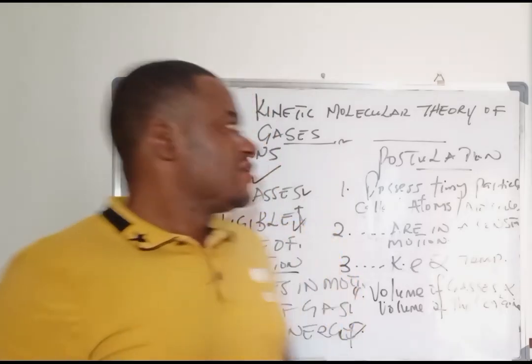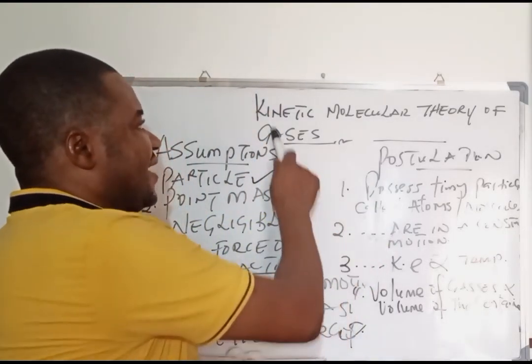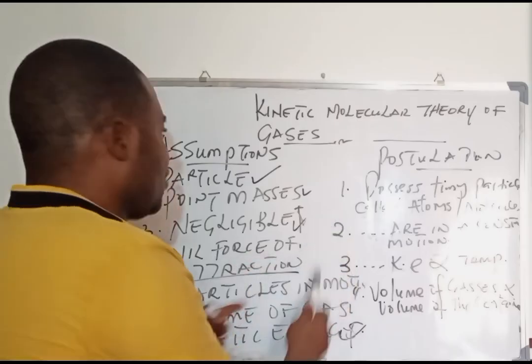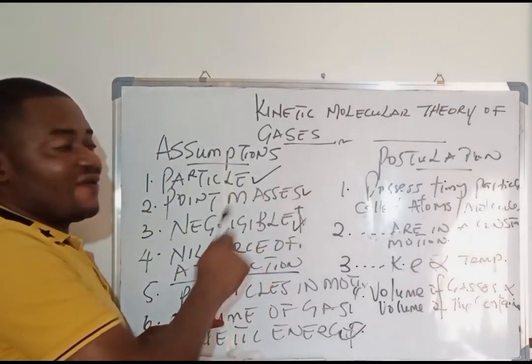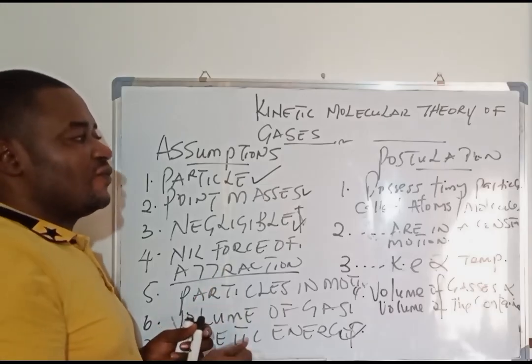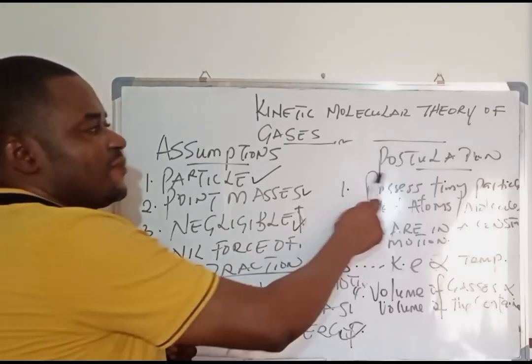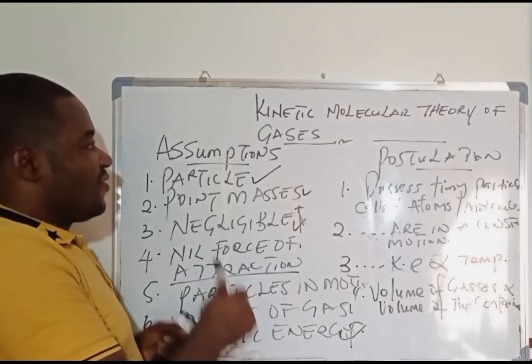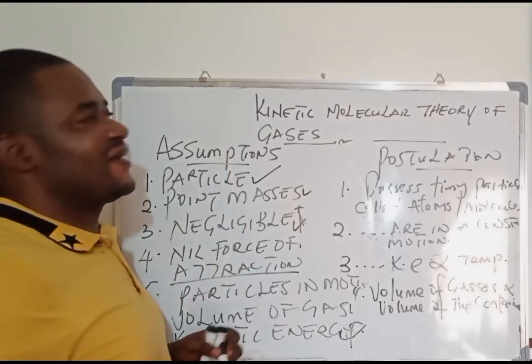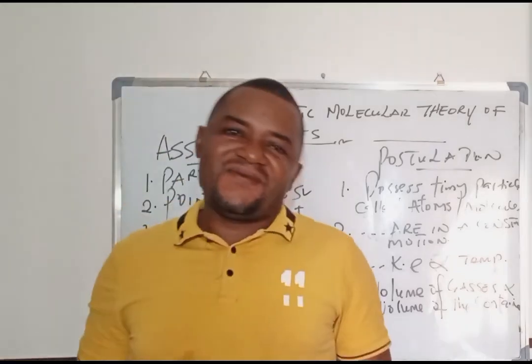So you can see that the postulations of the kinetic molecular theory of gases were drawn from the assumptions of this same kinetic theory of gases. So before you are able to have a grip of these postulations, you must go back to understand the real interpretations of the assumptions of the kinetic molecular theory of gases.